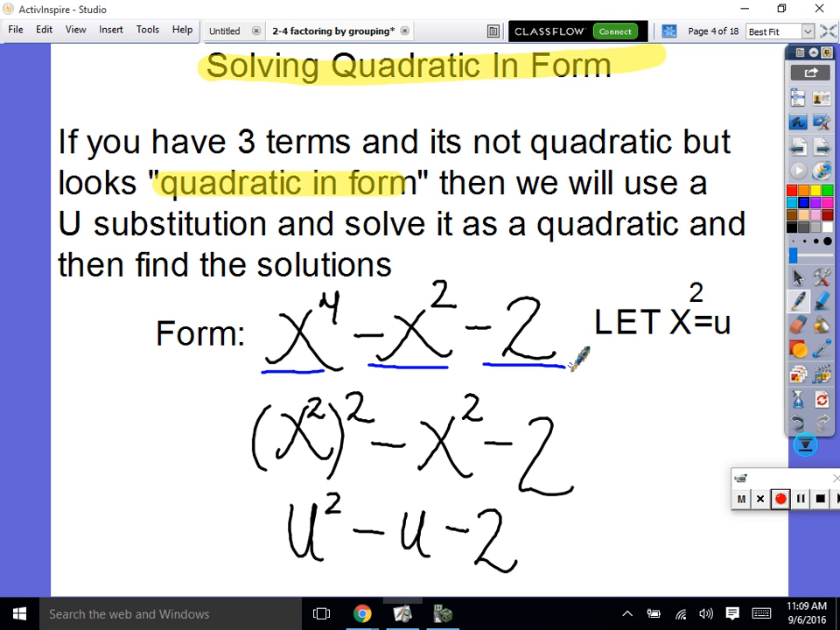So if I made a u substitution and I say let x squared equal u, then we'll replace our x squared with a u. So won't this piece become u squared, minus, we're replacing x squared with a u, so minus u minus 2. Now looking at that, we know how to solve that.